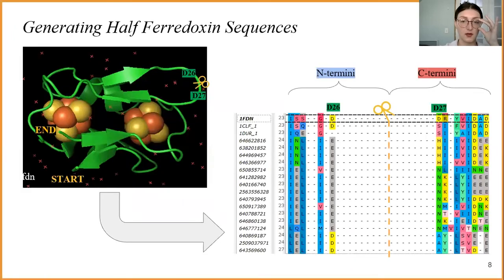So moving on to methods and results. In order to analyze independent coevolution, we had to split each ferredoxin into its respective termini.